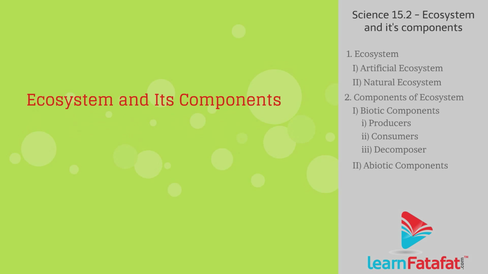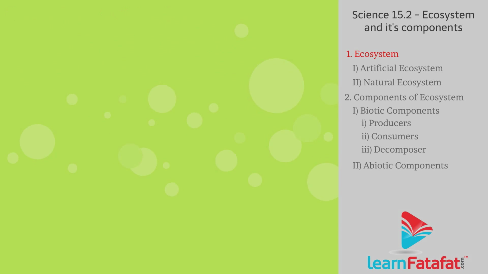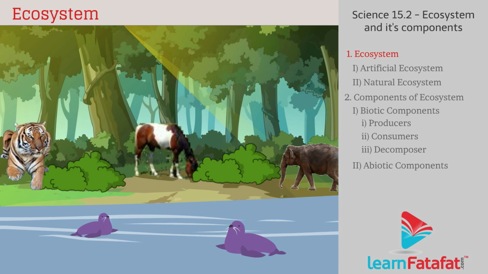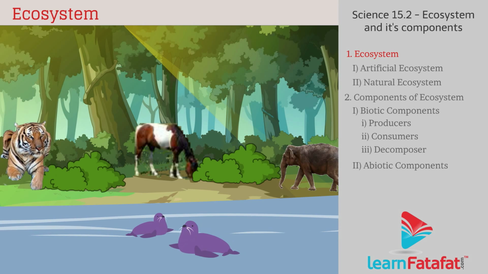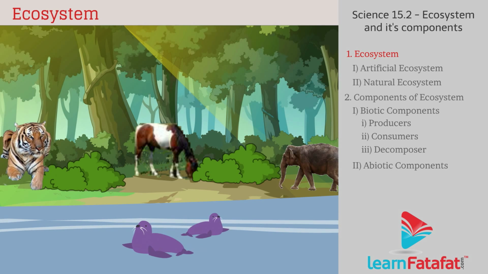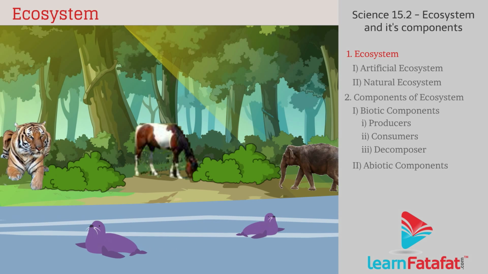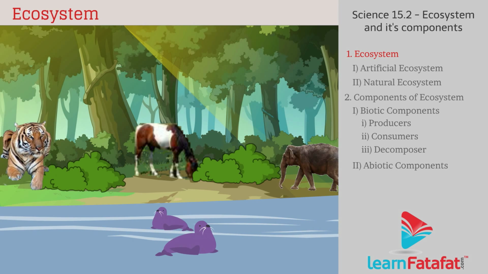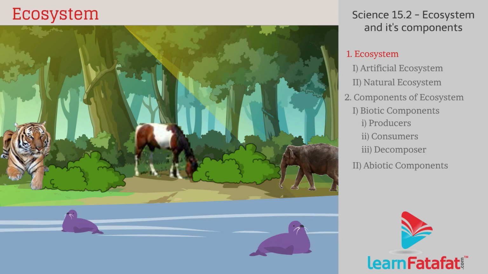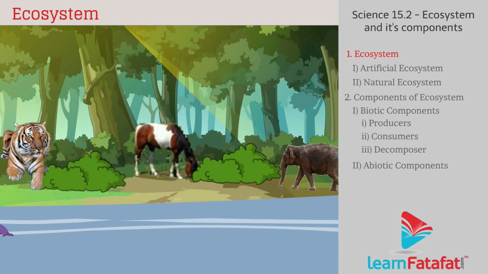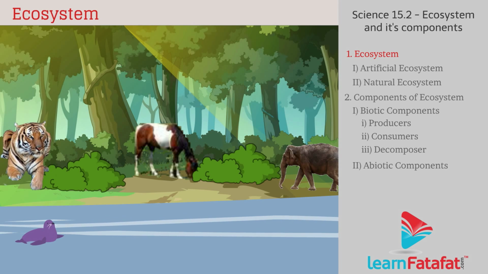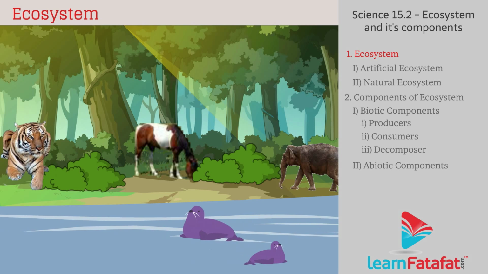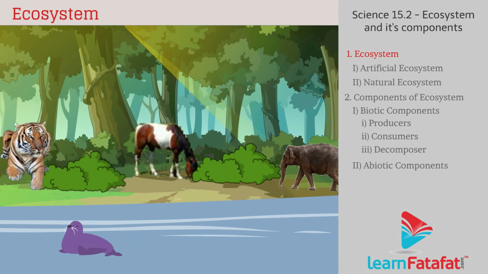Ecosystem and its components. Ecosystem: the community in which living and non-living things interact and maintain balance in nature is called an ecosystem. For example, in a forest there are various plants and animals. They interact with each other, and their activities are dependent on non-living parameters such as soil and water. Hence, a forest is an ecosystem.